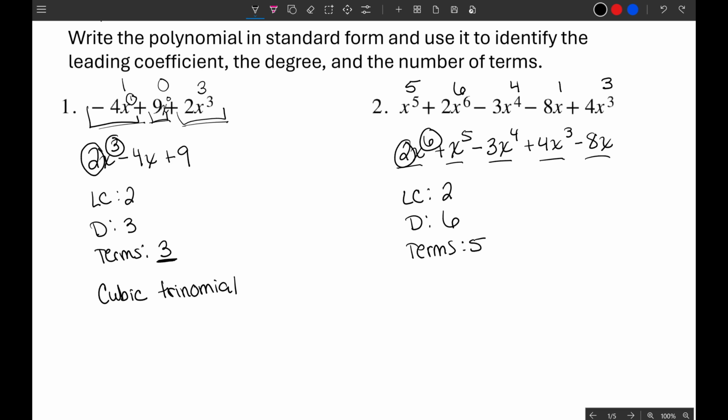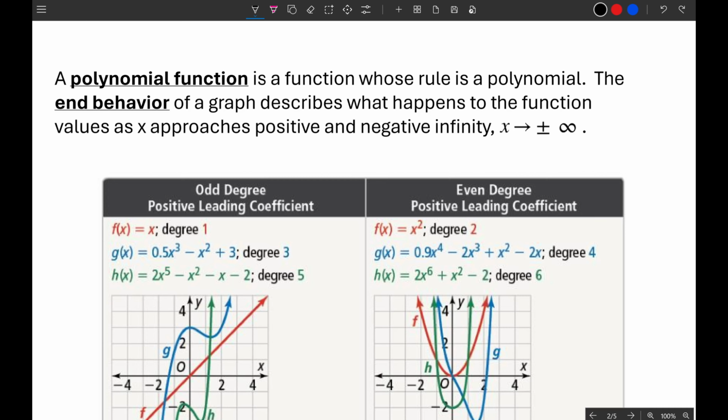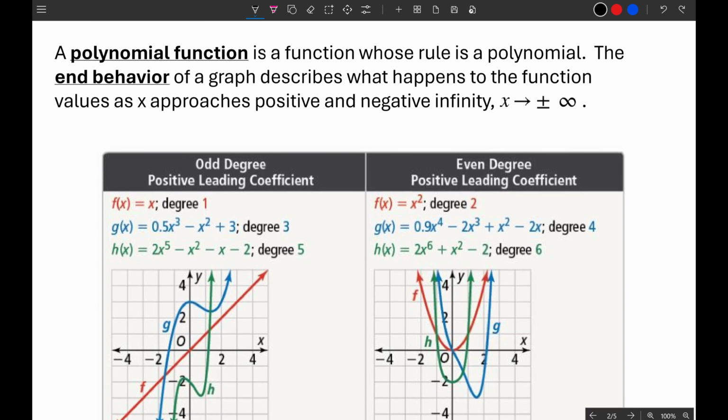So we're going to start with our degree. We don't have a special name for the 6th, so we're just going to say 6th degree. And then I don't have a special name for 5 terms, so we'll just say polynomial with 5 terms. So a polynomial function is a function whose rule is a polynomial.